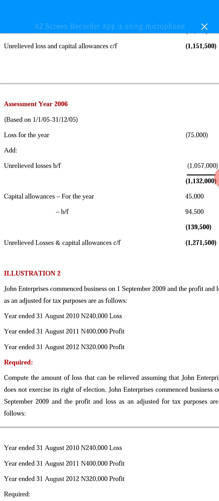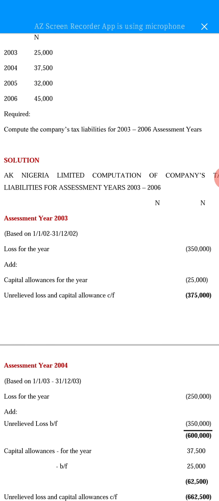We have the basis period there. In 2006, we are considering the loss incurred in 2005. Unrelieved loss 1,157,000. You aggregate it. We have capital allowance for the year, then capital allowance brought forward. We have it here.